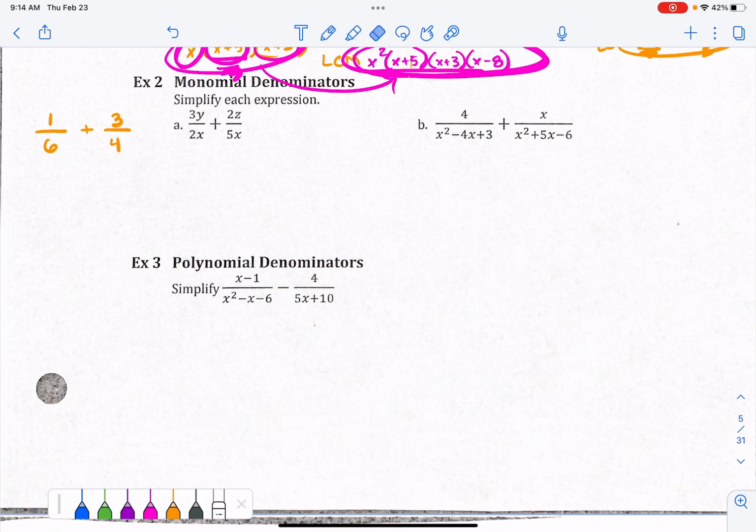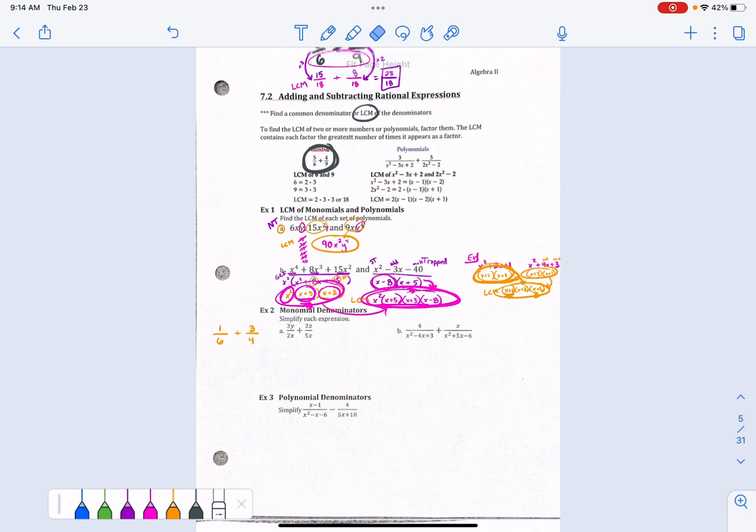Okay, algebra. I think my recording is going to work, so hopefully this goes. We are doing the second half of 7-2, adding and subtracting.